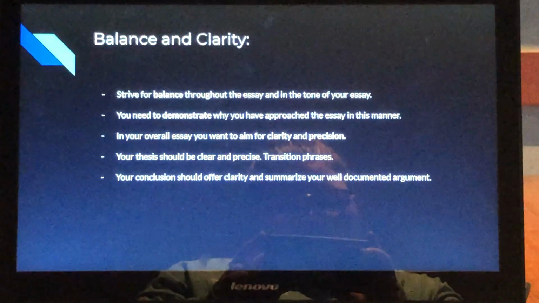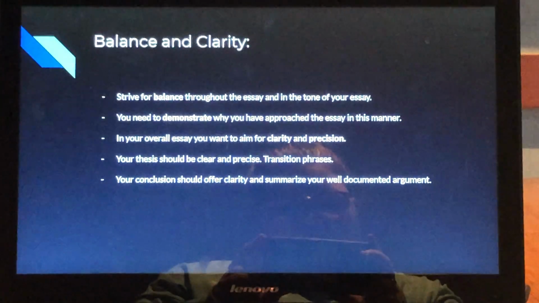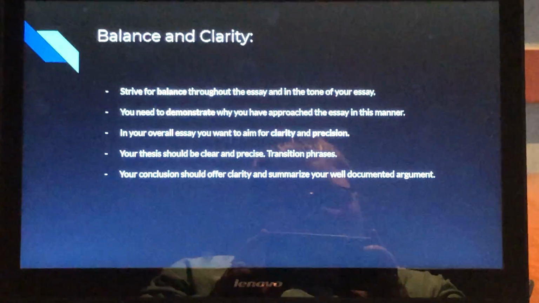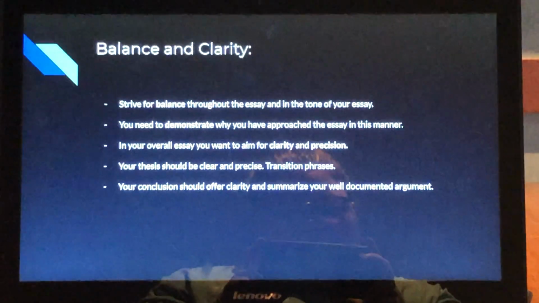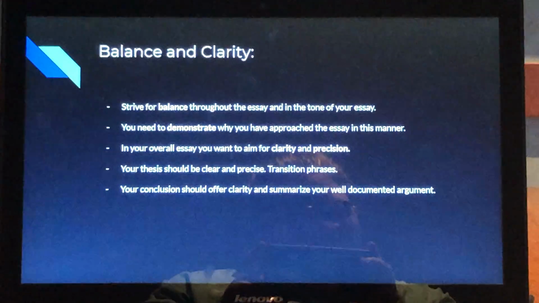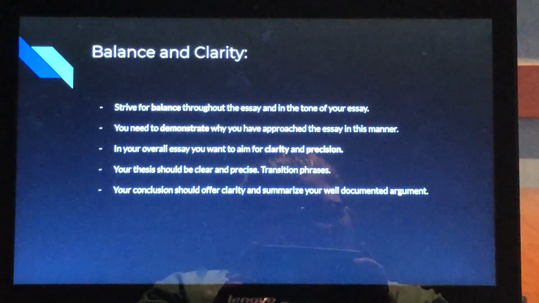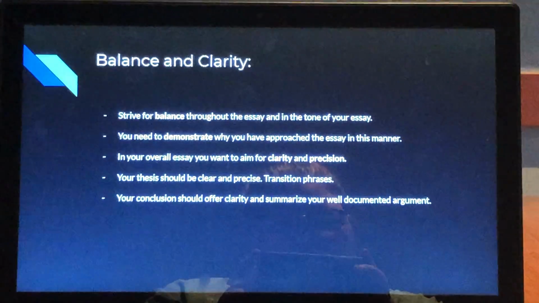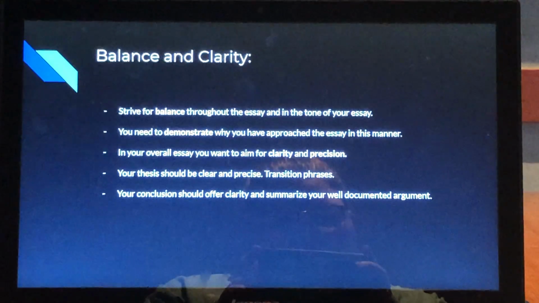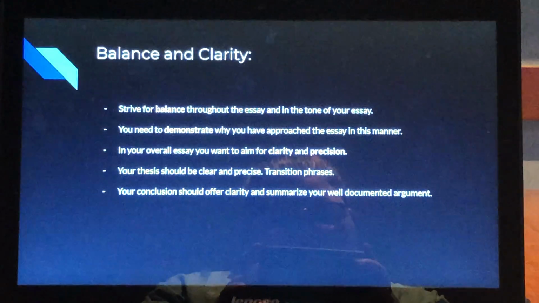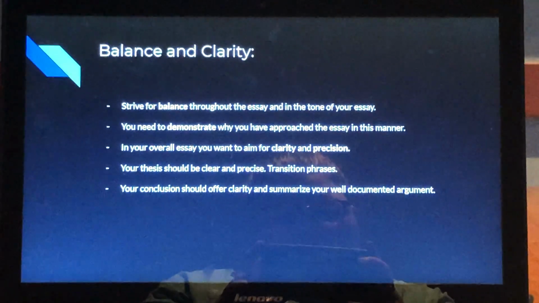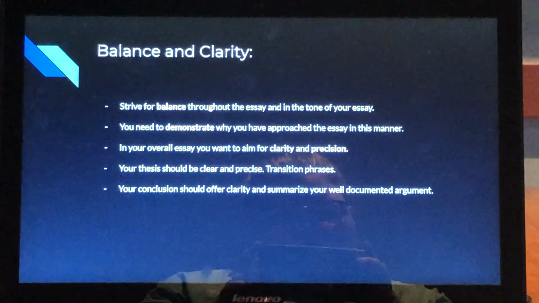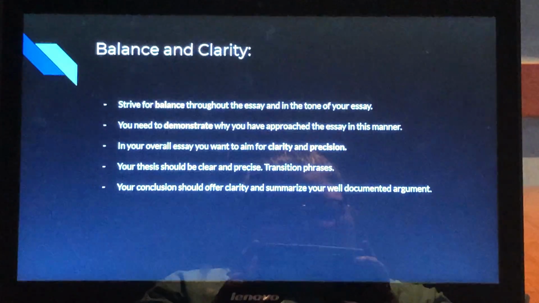Balance and clarity. You want to keep the balance in a comparison paper. Strive for balance throughout the essay and in the tone of your essay. A professor will be able to tell if you're focusing more on one topic than the other, or if you favor one topic over the other, and they'll be able to tell. So try to keep that unbiased approach. You need to demonstrate why you have approached the essay in this manner.